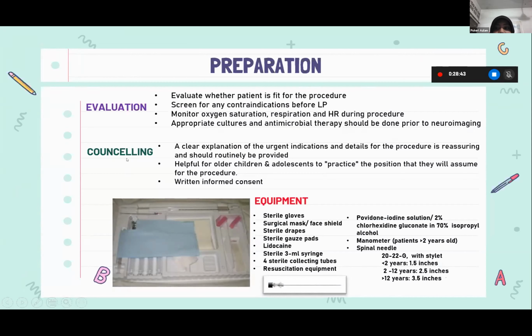For the counseling, it's very reassuring that we give a clear explanation of the urgent indications and details of the procedure to the guardian or parents, as well as getting written informed consent. And it's helpful for the older children and the adolescents to practice the position that they will assume for the procedure. So this is the list of equipment, noting that this is the spinal needle used, a 20 to 22 gauge needle with stylet, the length of which varies according to the age of the patient.